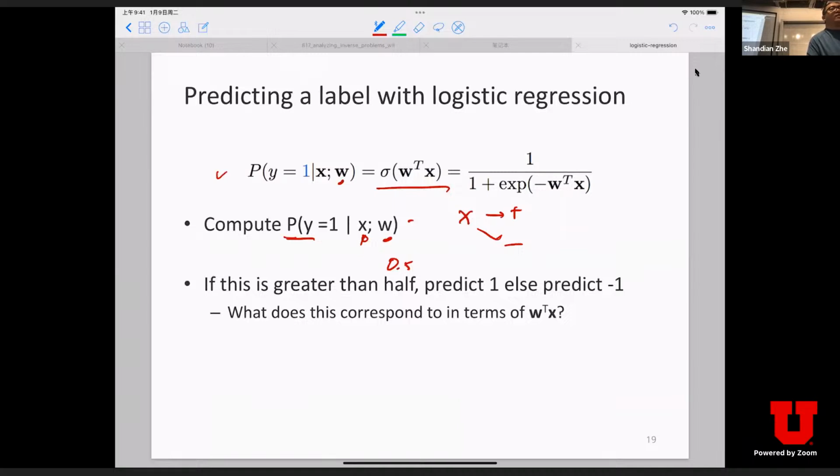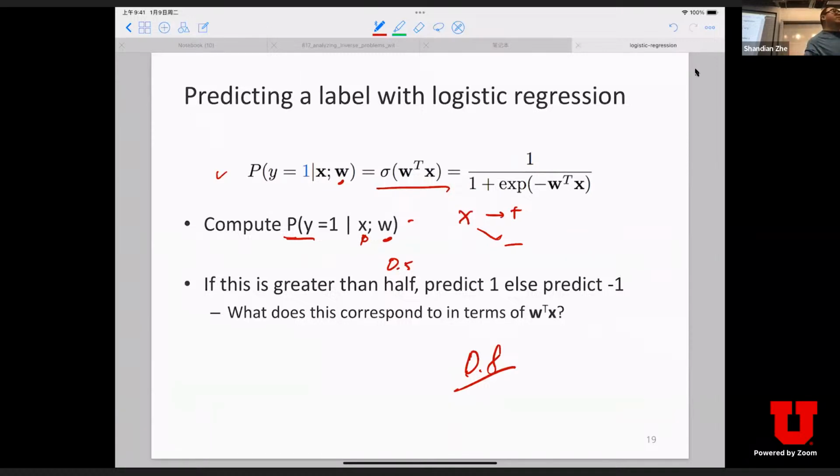But this is not always the case. For example, you may have a strong belief that this probability must be bigger than 0.8. I mean, you're super confident this label should be 1. Then you classify it as 1. If it is less than that threshold, you still classify it as negative. It is possible you make such choices. It really depends on the application.